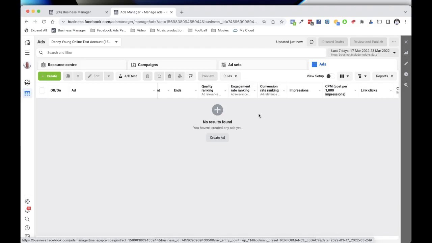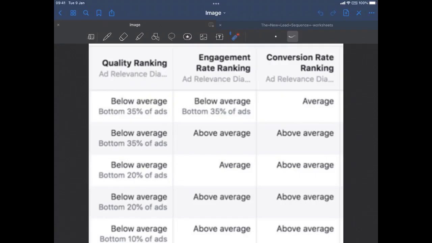Now, I could show you these in a live campaign, but at the moment I don't have any ads running and I'm not going to show you any of my clients' ads. So I'm going to do something slightly different and take you over to my iPad screen and show you what this could look like and some of the different options, and I'll talk you through those. Okay, so here you can see an example of how this might look inside an active account.